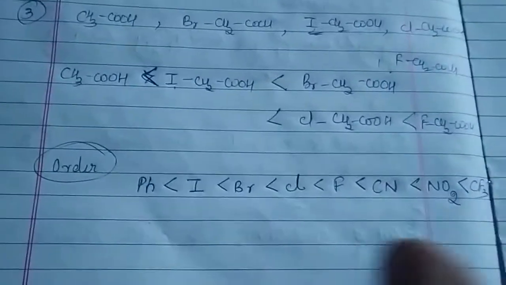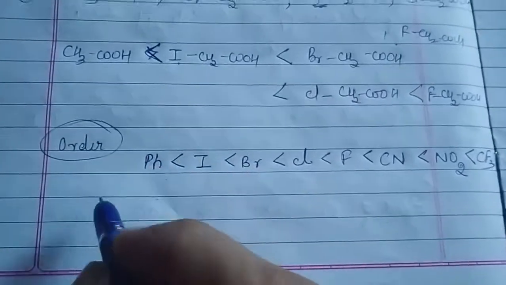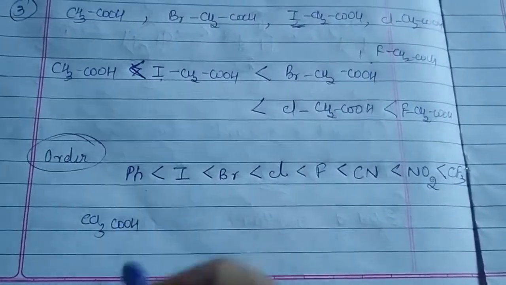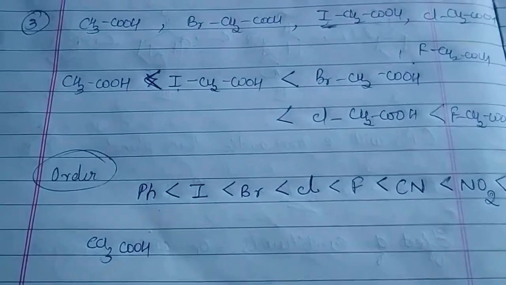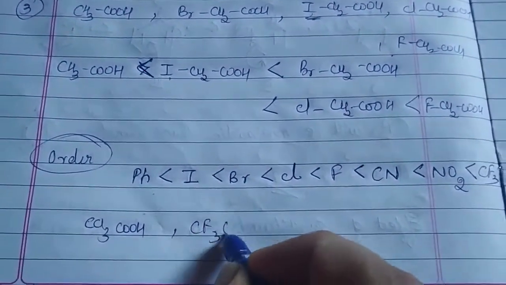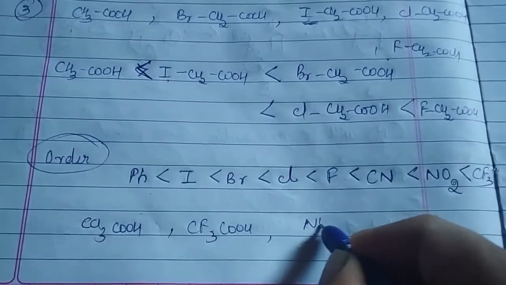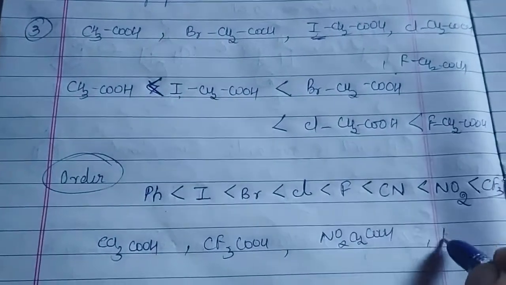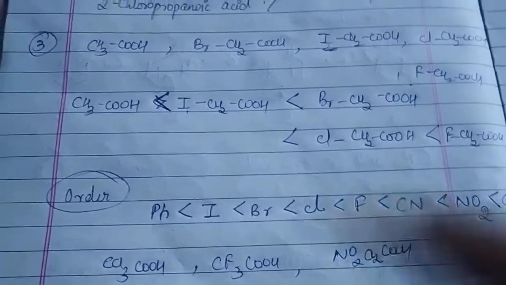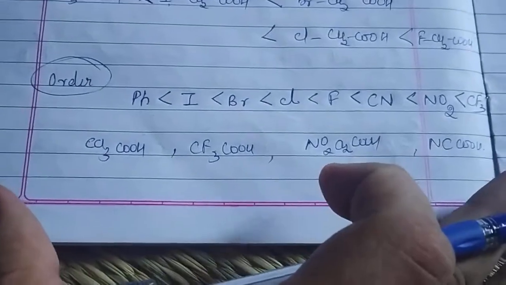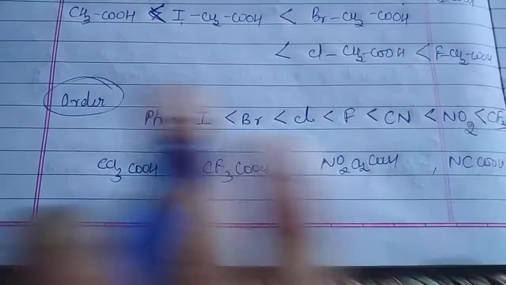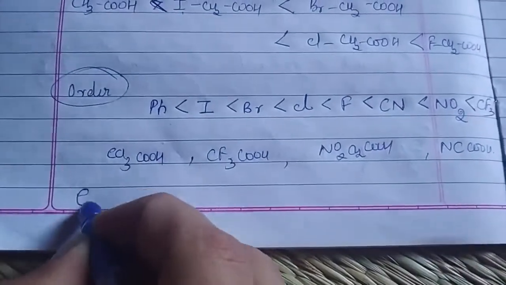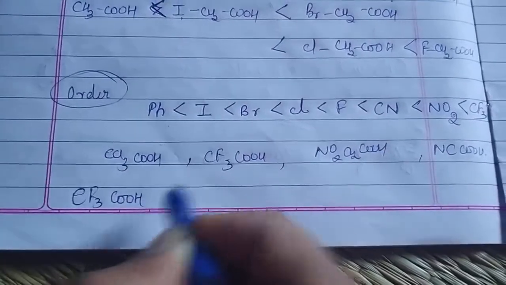Now let us take an example. If I give you CCl3COOH, CF3COOH, NO2CH2COOH, and NCCOOH, you have to arrange them in the decreasing order of acidic strength. So the highest is for which one? CF3COOH. That is the order. We can see that it has the higher acidic strength.